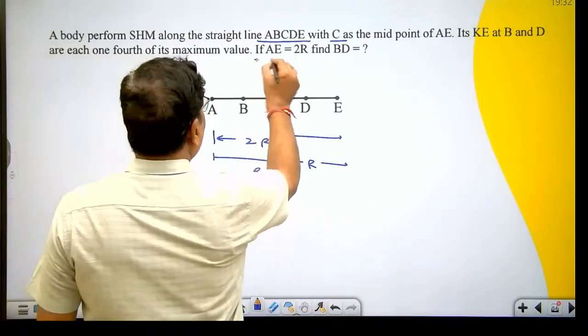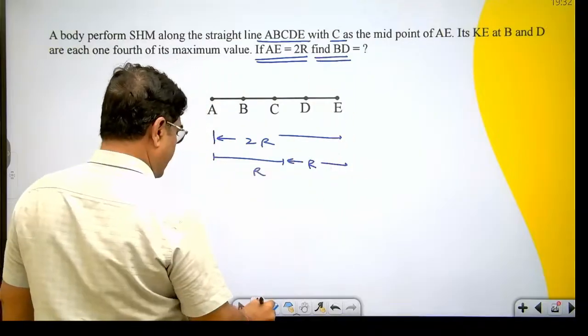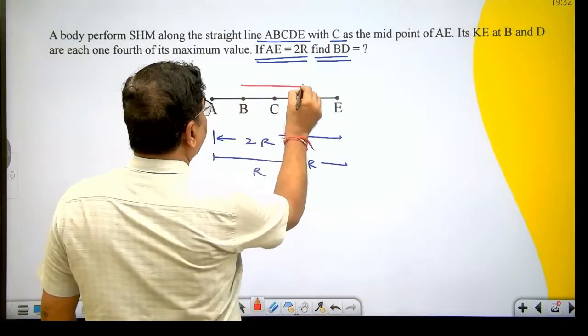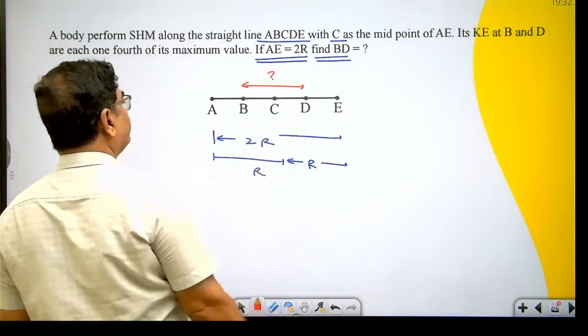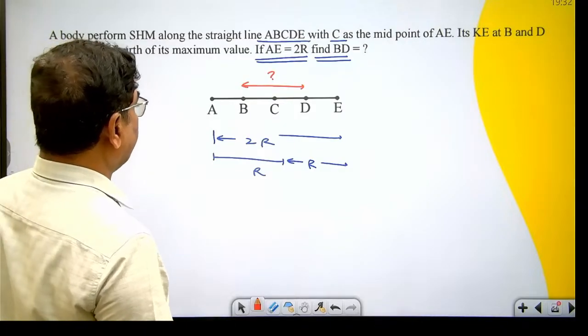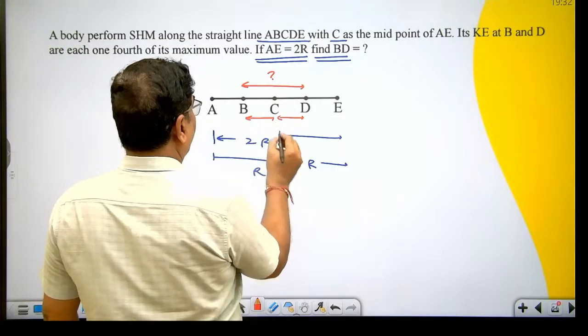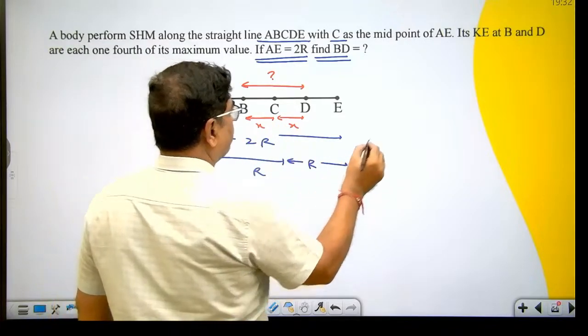Now, if A equal to 2R, find BD. We have to determine BD. Dear student, in this question, we have to determine BD. What is BD? And what is given? Kinetic energy at B and D is the same. Means the position, suppose this is Y and this is also Y. Or this is X, this is also X.